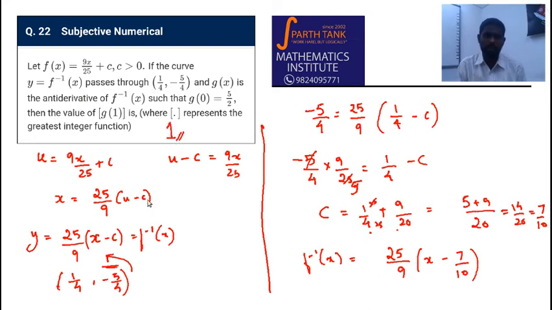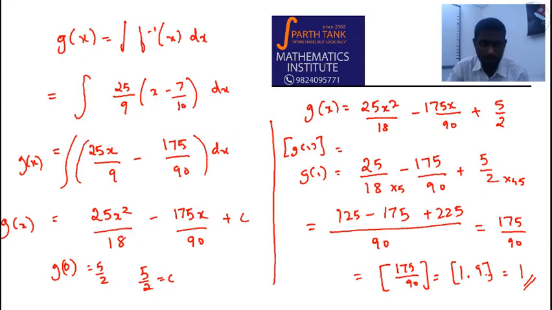Okay, very simple problem. First find the inverse function, substitute this point, get the constant c, and once you get the constant, get the antiderivative, because that is g of x, that is integrate this basically. After you integrate this, you get the value of that constant of integration, and then find the box of g of 1. That is box of g of 1.